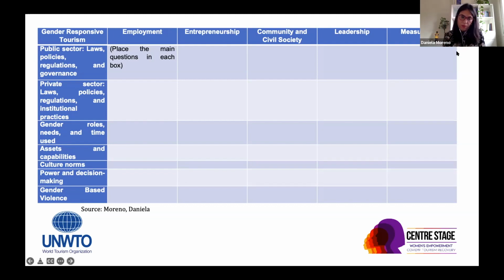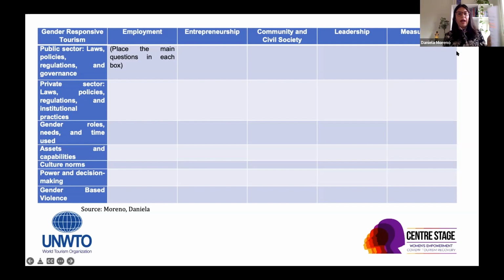And time use, as you may know, women and men do not share unpaid care and domestic work in most of the countries. And this is something that we have to include when we are developing tourism, because it's very important for women to have better and safe employment, to be in leadership positions, to participate in an active way in community and civil society. So this is another point that I would like to stress here.